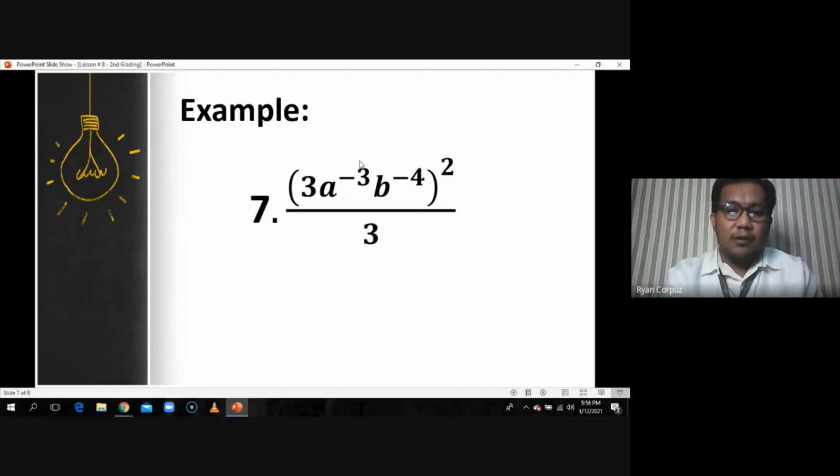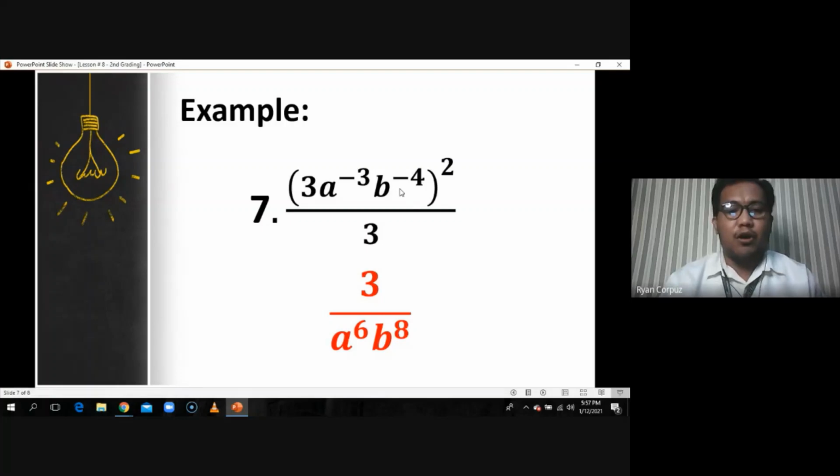Eh kung 9 yon, 9 is exactly divisible by 3. So 9 divided by 3 is 3. So 3 ang maiiwan on the numerator part, then on the denominator part, yung positive exponent of this a raised to negative 6 and b raised to negative 8. So that will have the answer to number 7 as 3 over a raised to 6, b raised to 8. So that's how we answer example number 7. So naintindihan ba example number 7? So sana. So next, let's try another example.